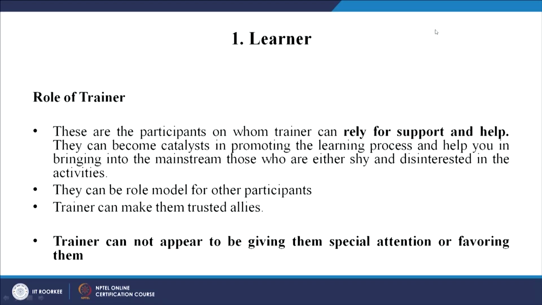The trainer cannot appear to be giving them special attention or favoring them. This is very important. He should not appear to have identified some learners as the useful participants and the rest as useless, ignoring them and focusing on the learners only. This should not be done. He should not appear to be giving more attention or favoring to the learners.